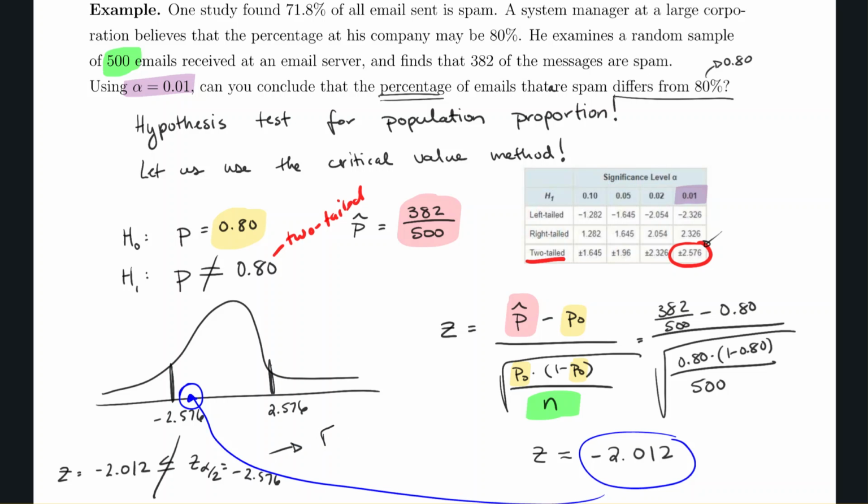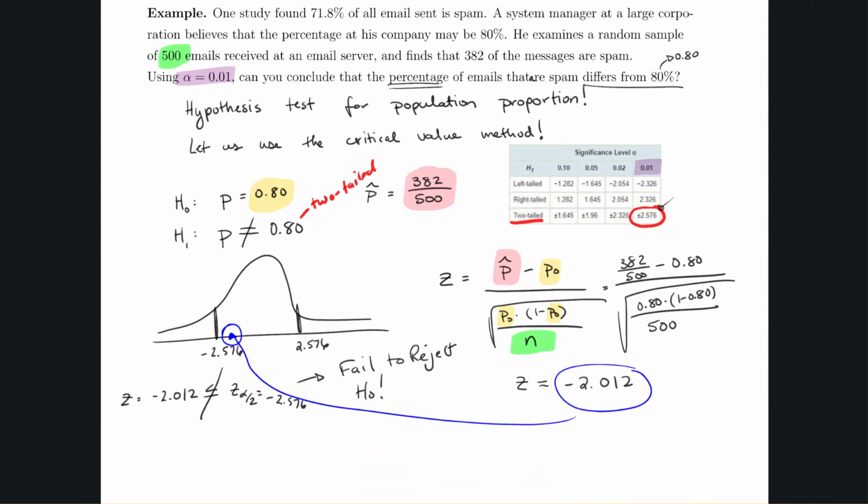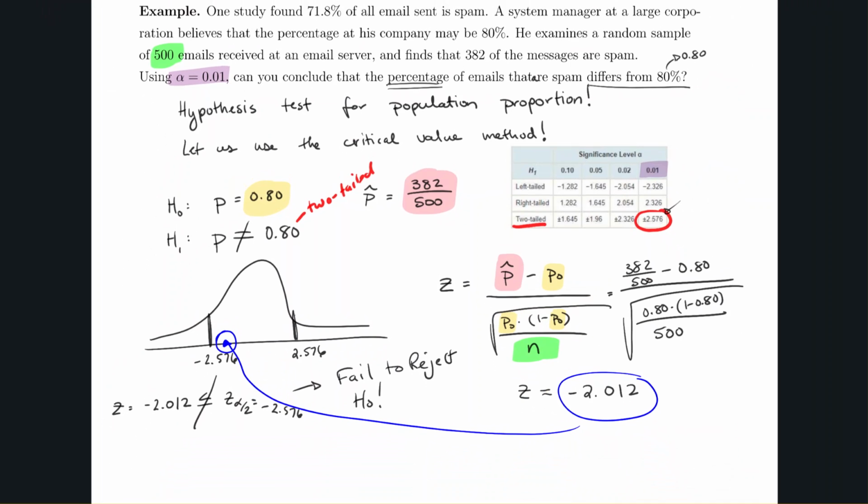Because of that, I fail to reject H naught. And then I do need to make the correct conclusion. If we fail to reject, that means we always start with the phrase, there is not sufficient evidence to conclude, and then whatever we were trying to prove. So I have, there is not sufficient evidence to conclude. Okay, and what were we trying to show?